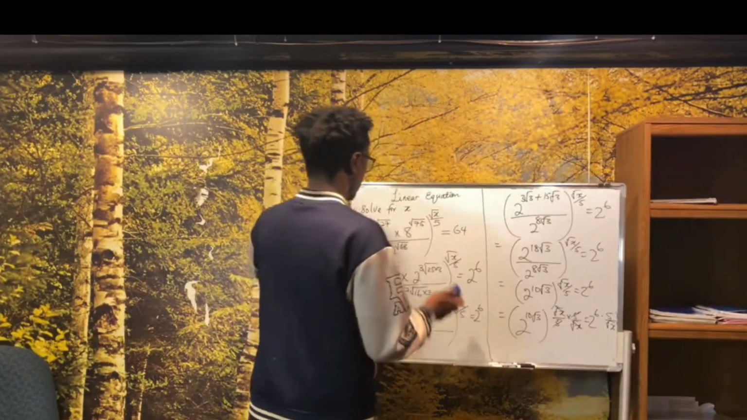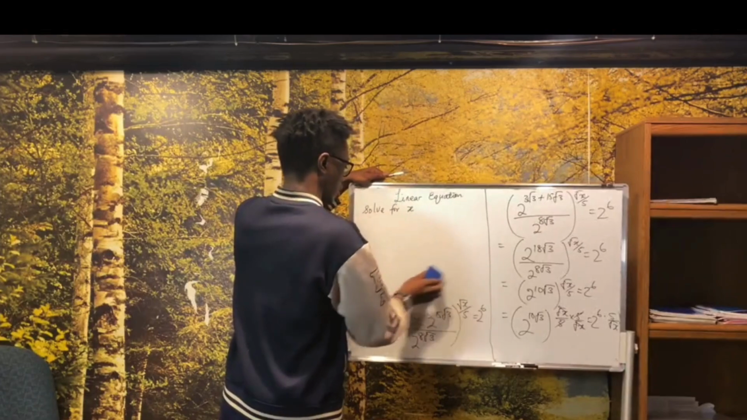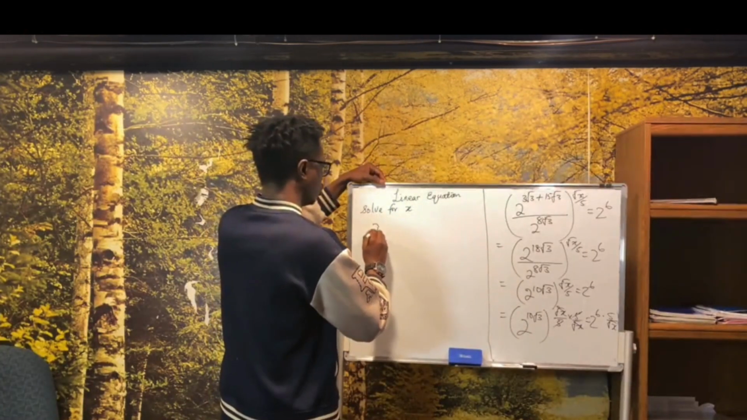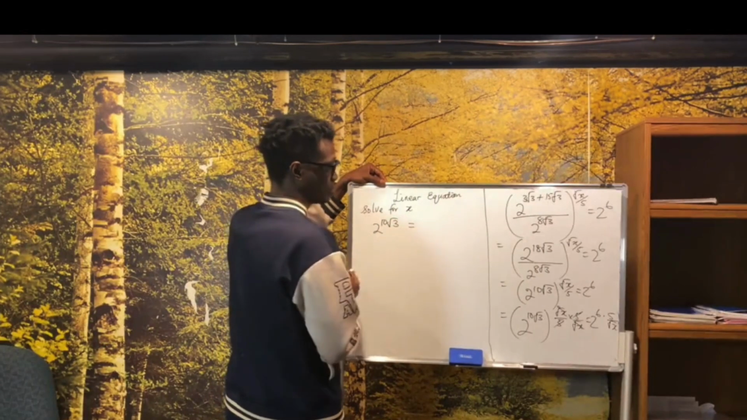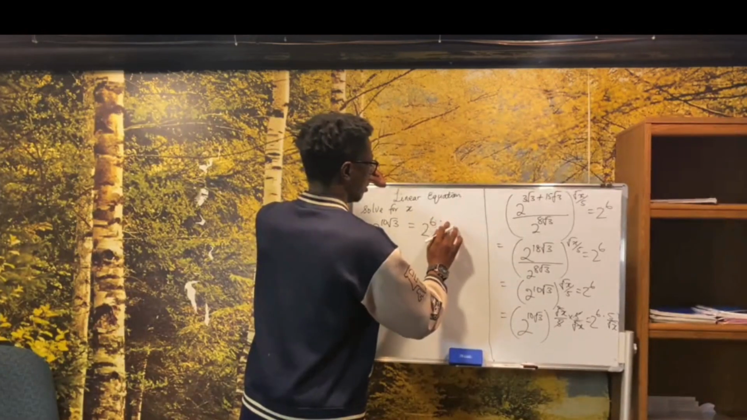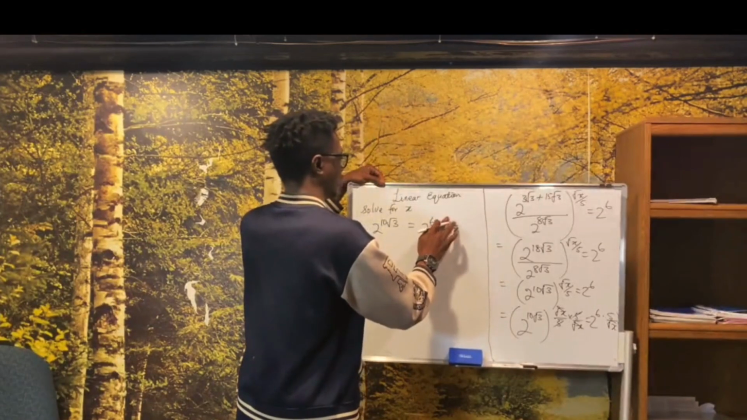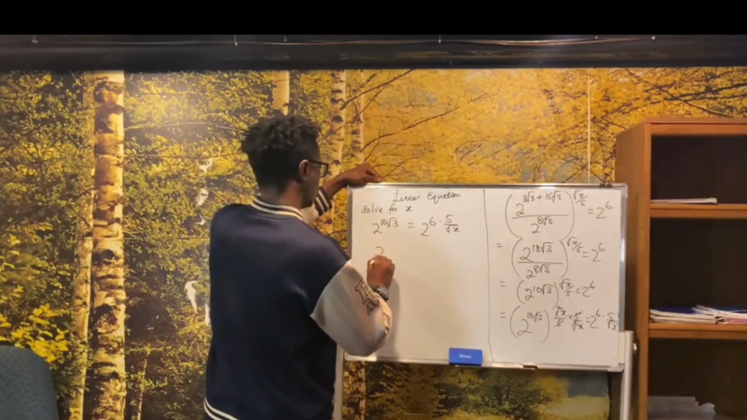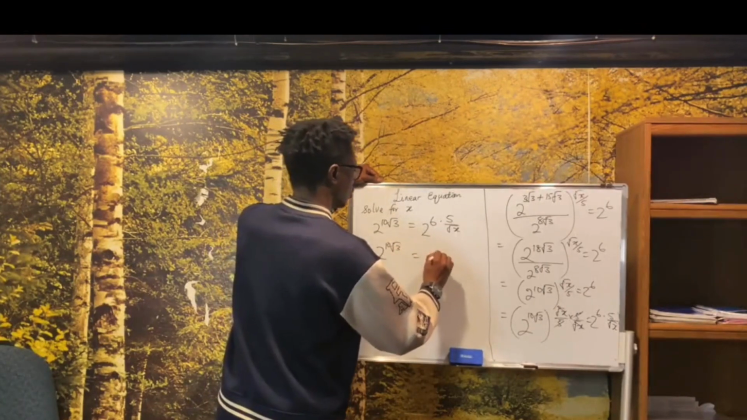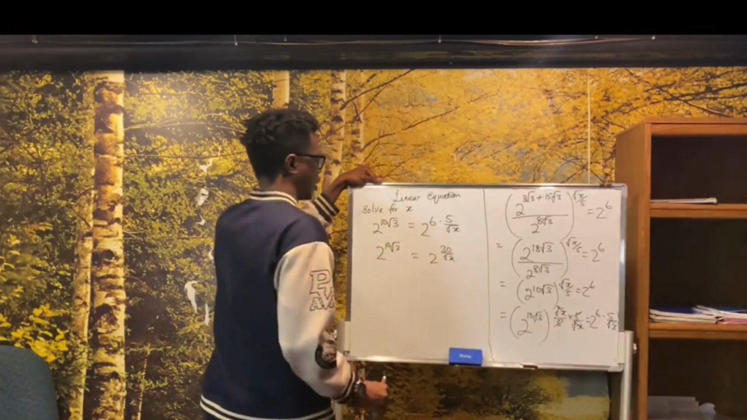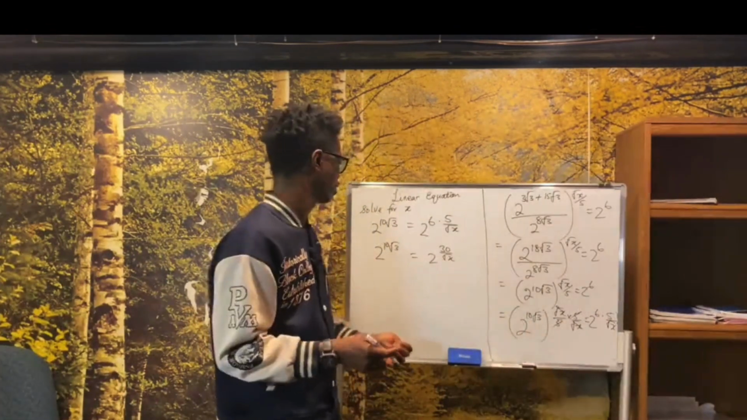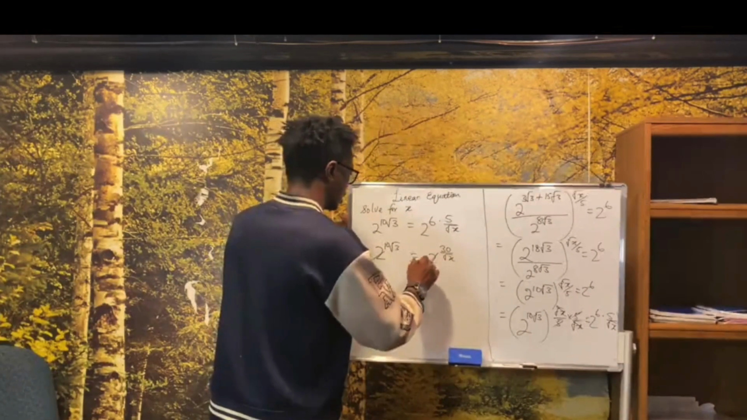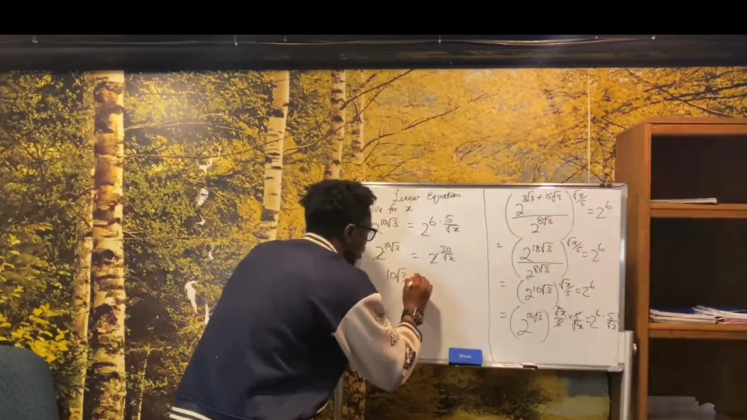Now once you know that, let's get rid of this and finish off our solution. We are left with 2 to the power 10 root 3 equals 2 to the power 6 times 5 over root x. 6 times 5 equals 30. So this becomes 2 to the power 10 root 3 equals 2 to the power 30 over root x. And if you remember from exponents, when the bases are the same, you cancel them and equate the powers. So this and this cancel. You are left with 10 root 3 equals 30 over root x.